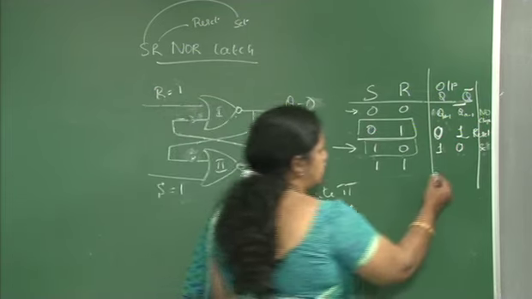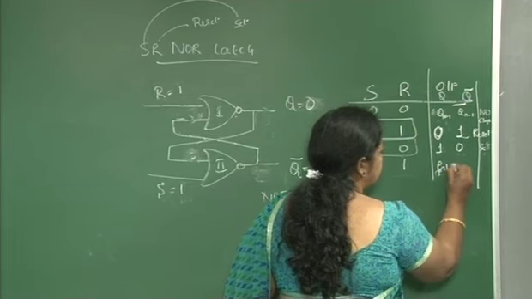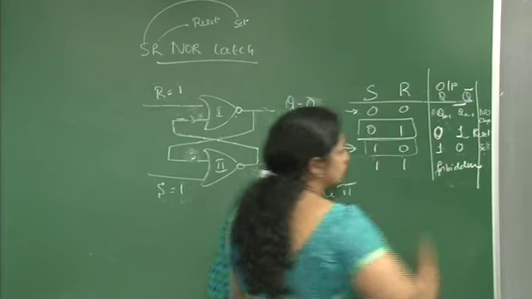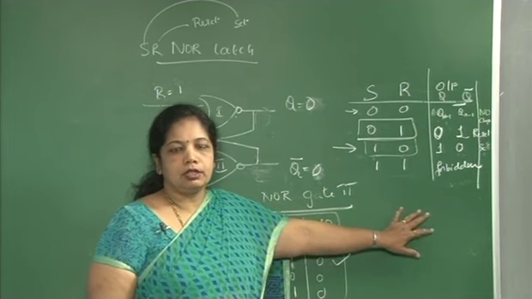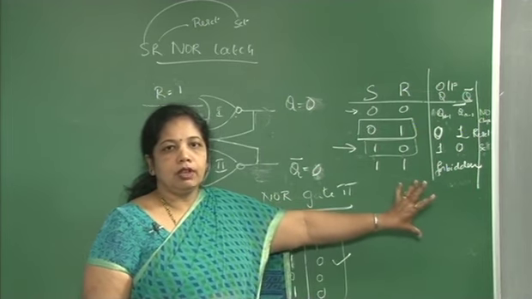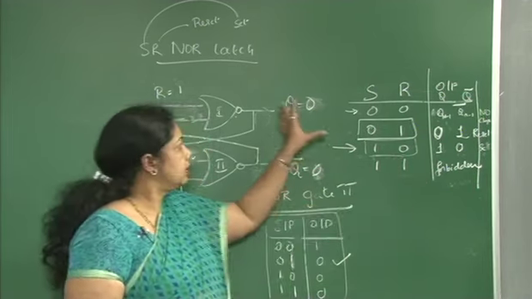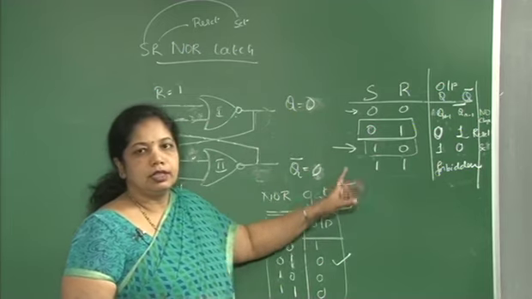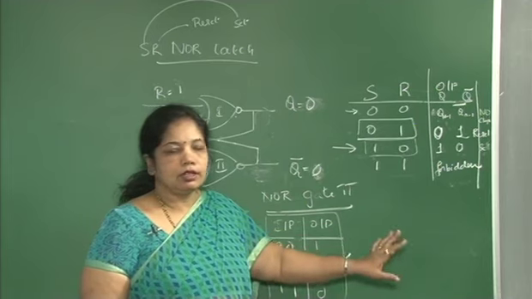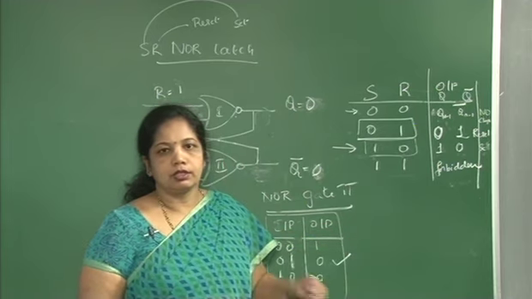So we call this condition the forbidden condition, indeterminate condition, forbidden condition. When both the inputs are 1, you can't predict the output, it is indeterminate, it's invalid. This condition is called the forbidden condition.